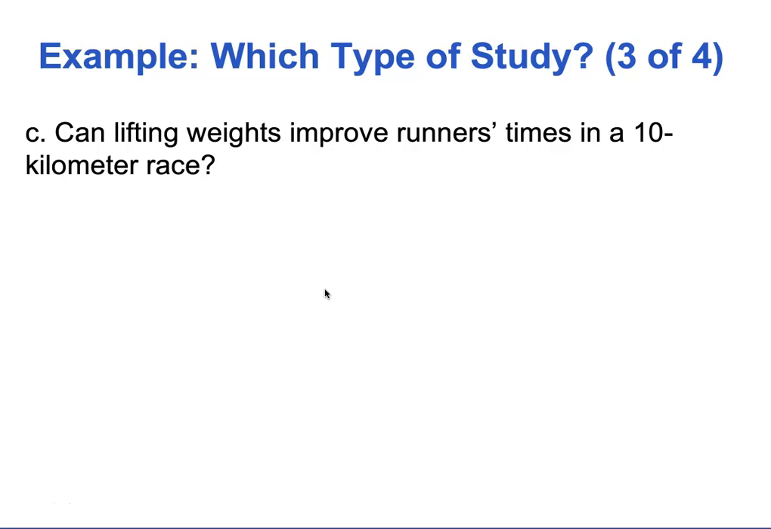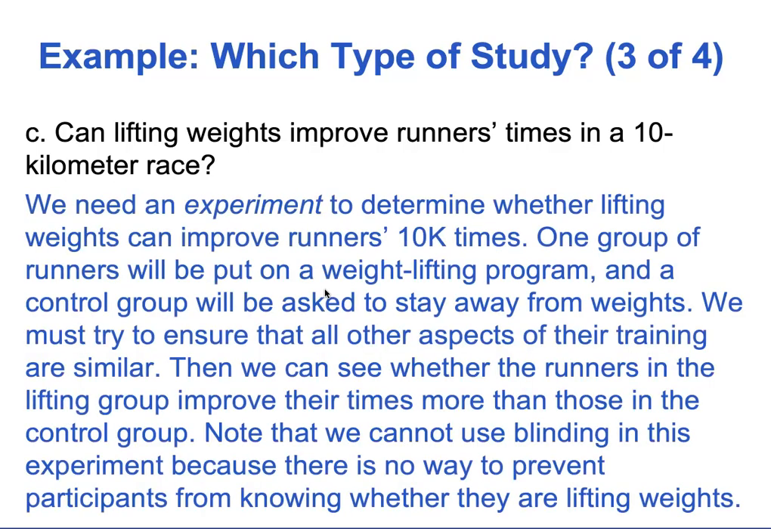Can lifting weights improve runners' time in a 10-kilometer race? We need an experiment to determine whether lifting weights can improve runners' 10K time. One group of runners will be put on a weightlifting program, and a control group will be asked to stay away from weights. We must try to ensure that all other aspects of their training are similar. Then we can see whether the runners in the lifting group improve their times more than those in the control group. Note that we can't use blinding in this experiment because there's no way to prevent participants from knowing whether they're lifting weights or not. So the participants here will know whether they're in the control group or the experiment group because they have to lift weights. That's pretty obvious.